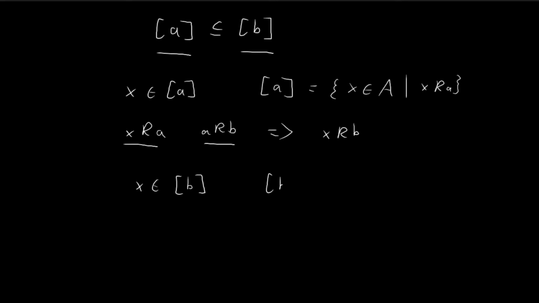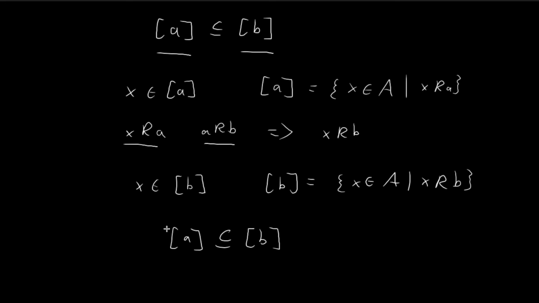Because once again we go back to the definition. An object is only an element of this set if it is related to B. And since we have just shown that x is related to B by the transitive property of R, then that means x must also be an element of B. And so this shows that for any arbitrary element of class A, it must also be an element of class B. So this effectively shows that class A is a subset of class B. So this concludes the proof for this part.